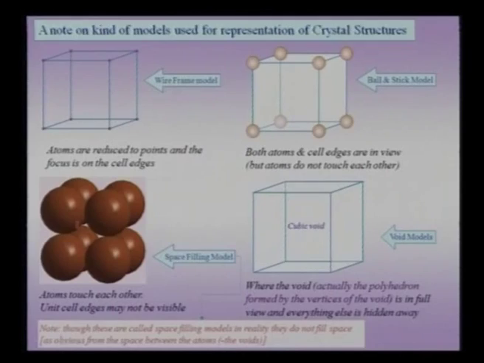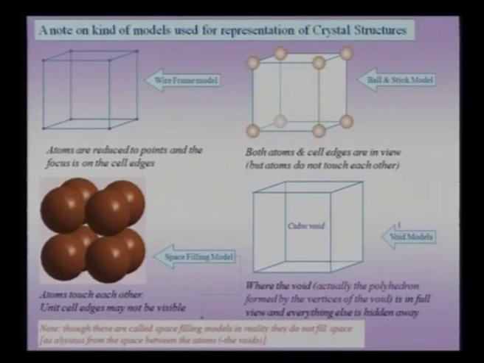Finally, there is an extreme kind of model, which is what is called a void model, in which case the void is in full view. In the case of a cubic crystal, suppose I try to put an atom at the center of this unit cell, which is right at the center, and the position of that center would be half, half, half.